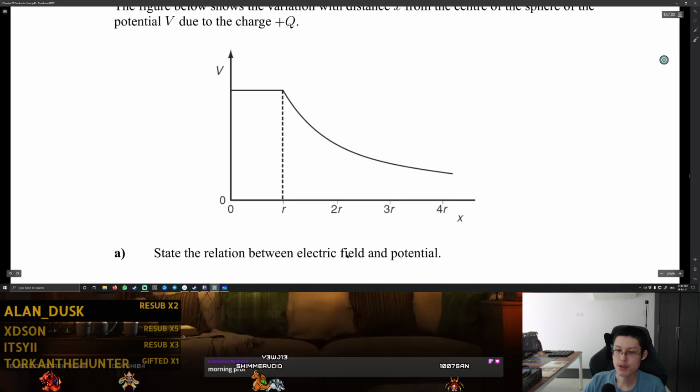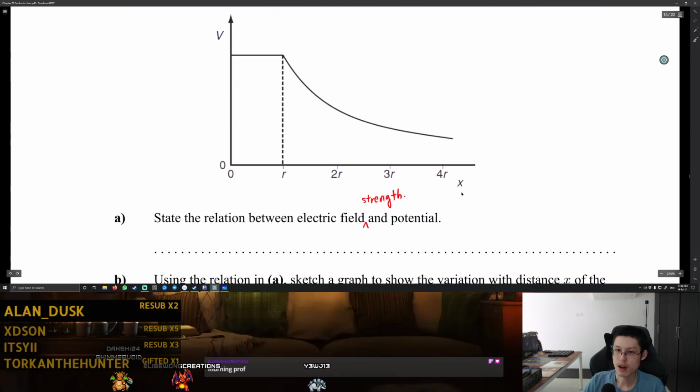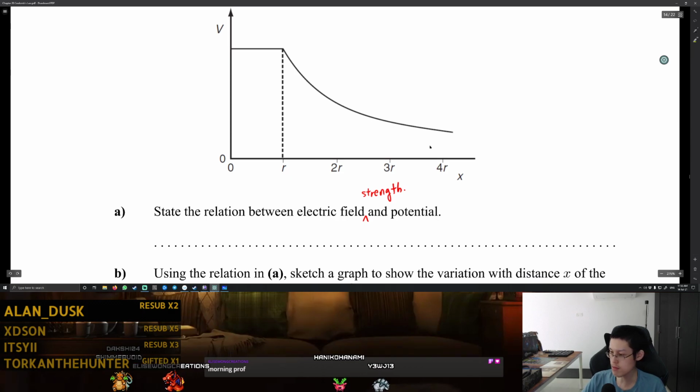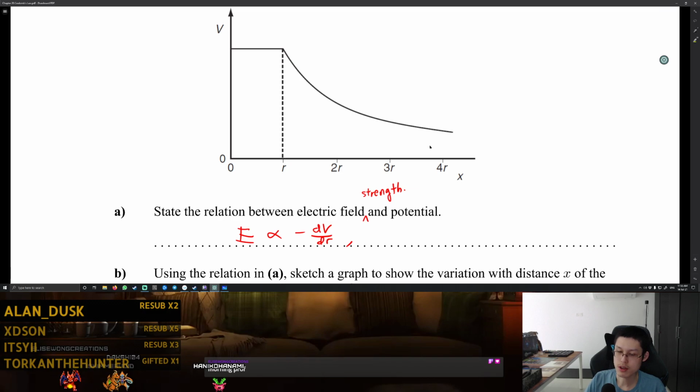So how does the electric field relate to the potential? Well, that's electric field strength. So I've actually kind of told you the answer to this already. Right? It's E is proportional to negative dV/dr. So you could say that electric field strength is proportional to the negative of the potential gradient. So this guy here is called the potential gradient. There we go.